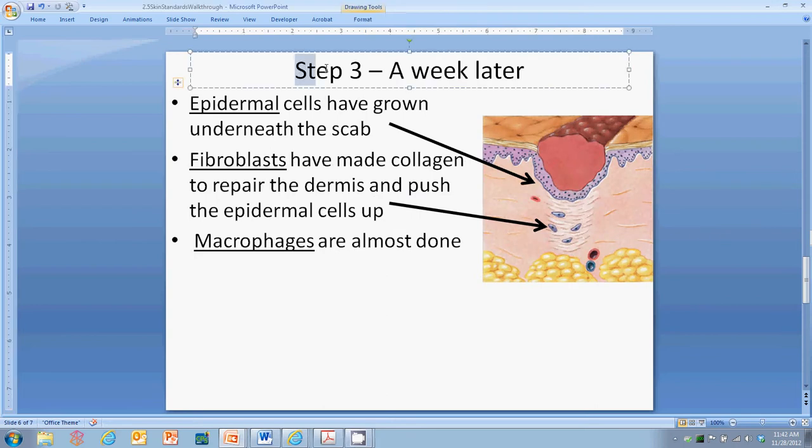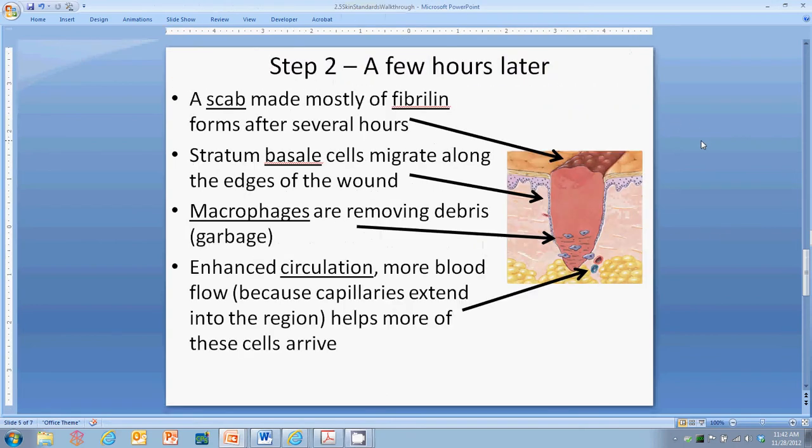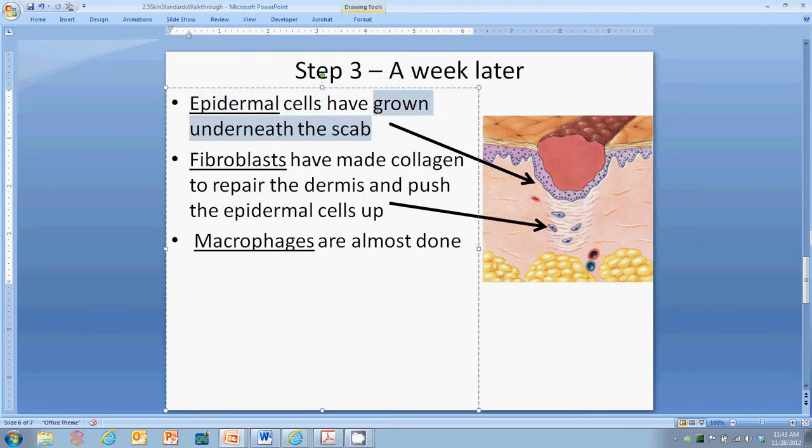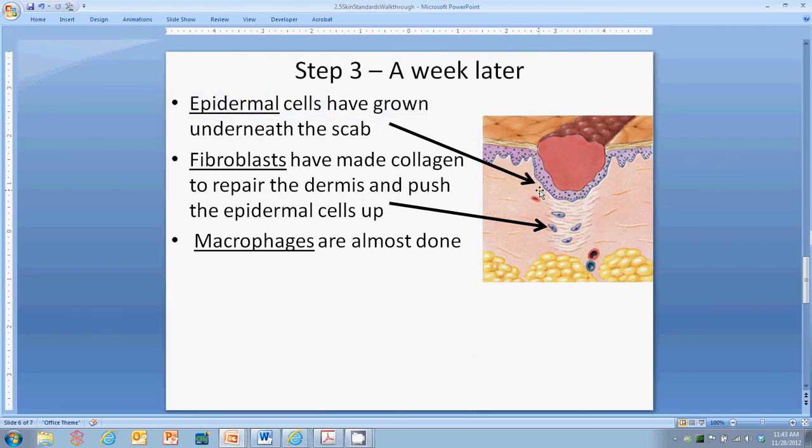A week later, step 3. So we have a few hours later, our scab is formed, and we started cleaning up the garbage. A week after that, epidermal cells have finished walking and have grown underneath the scab, meaning they walked all the way down, and they started multiplying and grew up underneath the scab. So now we have a new layer of the epidermis here underneath that scab.